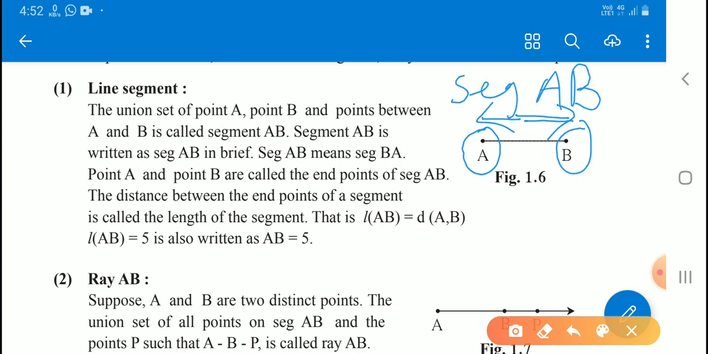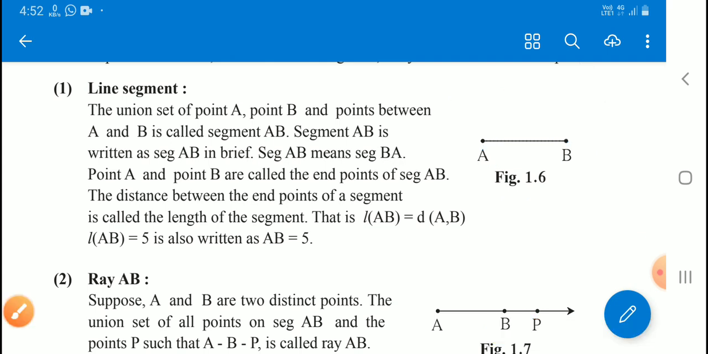In short, we write it as seg AB. Segment AB is written as seg AB in brief. Segment AB means segment BA; we can write the segment name from point A to point B or from point B to point A. So segment AB and segment BA are both equal and we can write it by both names.